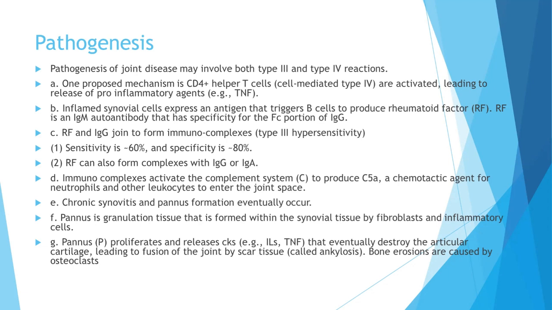The immune complex activates the complement system to produce C5a, which is a chemotactic agent for neutrophils and other leukocytes to enter the joint space. Chronic synovitis and pannus formation then eventually occur, and the pannus is a granulation tissue that is formed within the synovial tissue. The pannus proliferates and releases cytokines that eventually destroy the articular cartilage. Eventually, there is destruction of the joint and cartilage, and the rheumatoid arthritis has finally progressed to its peak state. It can lead to fusion of the joint by scar tissue called ankylosis, and the bone erosions are caused by osteoclasts.